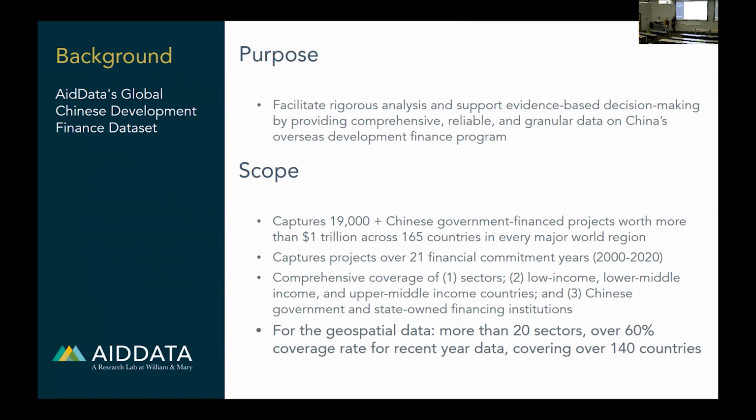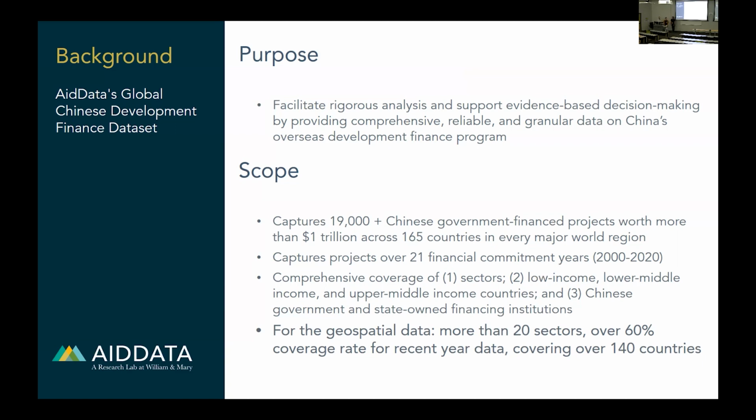Also, some background information: you have probably heard about the Belt and Road Initiative. For the first 5 years, the annual official commitments combined were about $85 billion per year. For comparison, that's a 2-to-1 ratio compared to the United States. Throughout our ongoing efforts, covering the years from 2000 all the way up to 2020, we have more than 19,000 projects in our dataset. And the total amount easily exceeds $1 trillion US dollars, across 165 lower and middle income countries in pretty much every major world region.